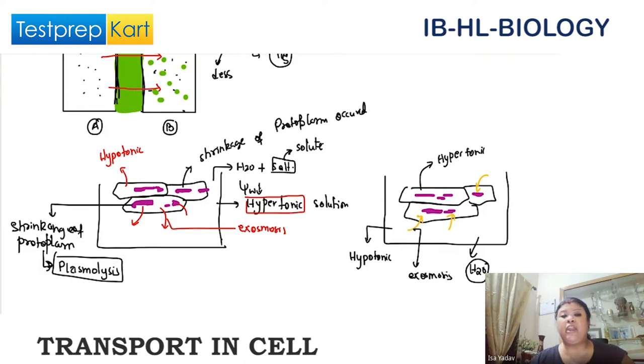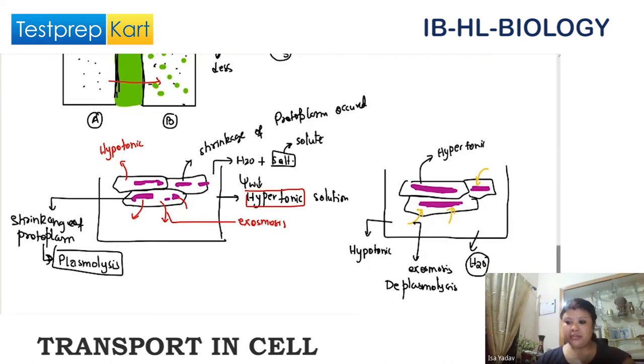Exosmosis. When exosmosis occurred, observe again the cell under the microscope. You will find that the protoplasm has regained. This process is called deplasmolysis. This point is clear? Deplasmolysis.